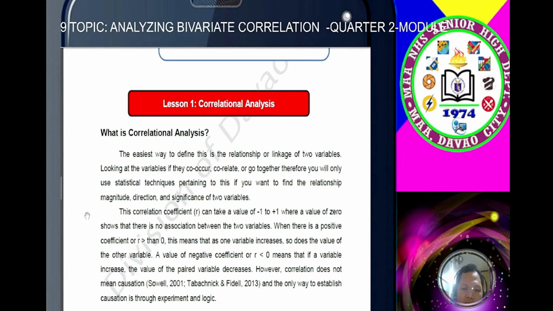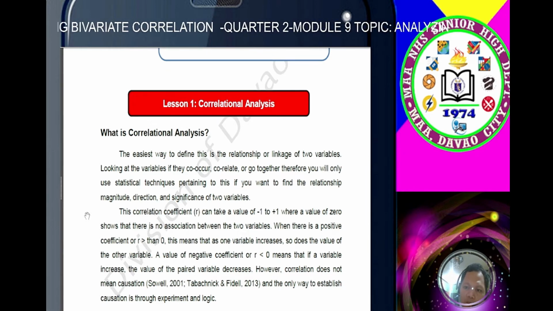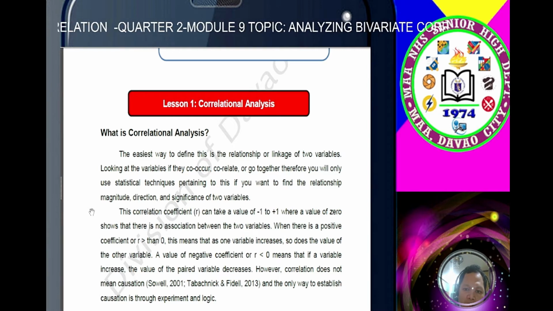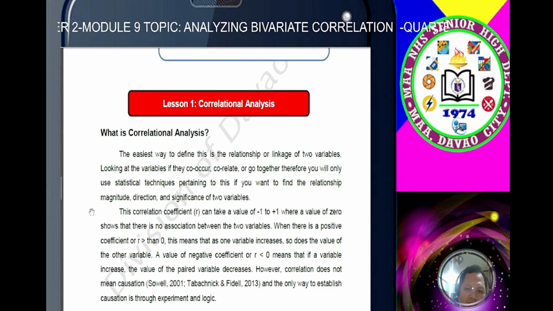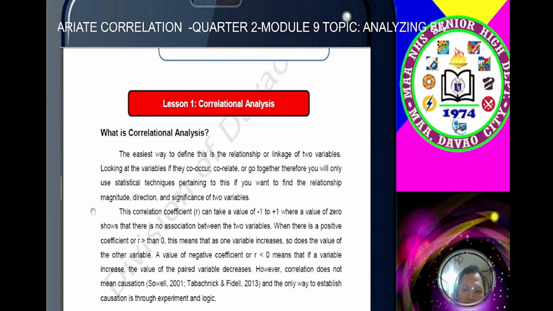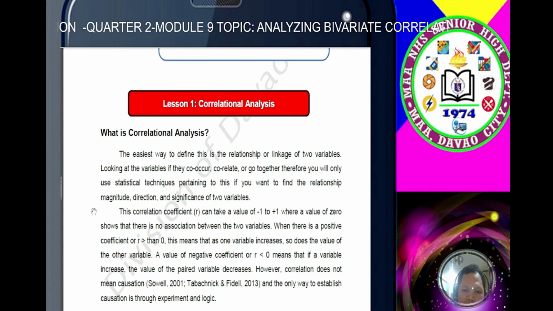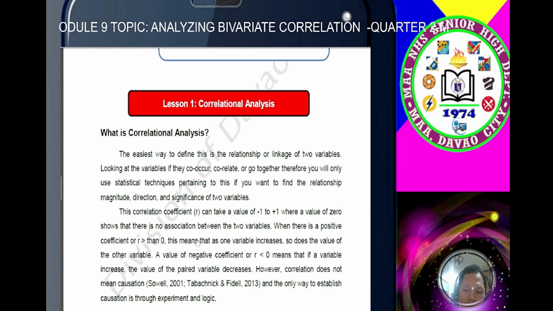So what is correlational analysis? The easiest way to define this is the relationship or linkage of two variables, looking at whether they co-occur, correlate, or go together. Therefore, you will only use statistical techniques pertaining to this if you want to find the relationship, magnitude, direction, and significance of two variables. The correlation R can take a value of -1 to +1. Remember that. A value of 0 shows that there is no association between the two variables.